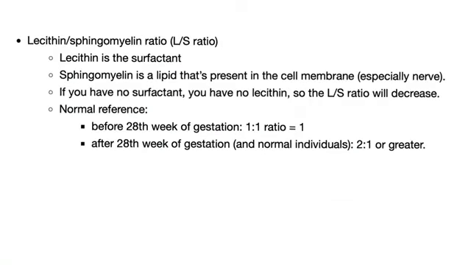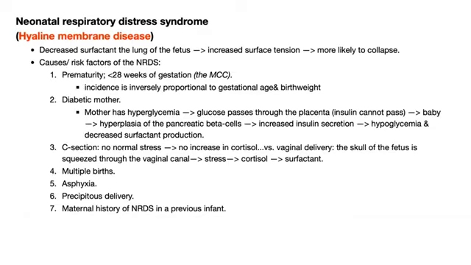We have talked about lecithin sphingomyelin ratio before. Normally, if we're talking about after 28th week of gestation, it should be 2 or higher. Neonatal respiratory distress syndrome, also known as hyaline membrane disease: there is decreased surfactant, increased surface tension, the lungs are more likely to collapse. Causes: prematurity is the most common cause, especially less than 28 weeks of gestation.